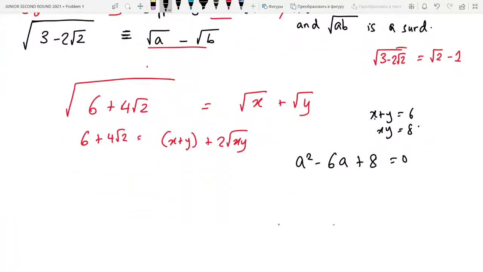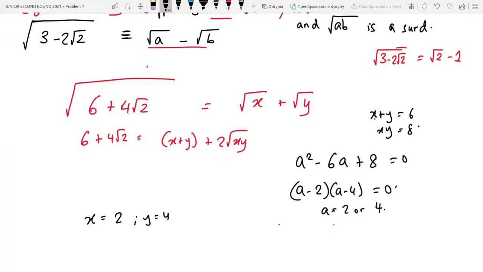So let's work with this equation now. What are the roots of this? Let's factorize it. We see that 2 and 4 will do the job properly. So A is equal to 2 or 4. So it means that when x is 2, y is 4, and when x is 4, y is 2. But as you can see in this case, because this is symmetric and it's a plus, it doesn't really matter. So both of them are basically the same thing.